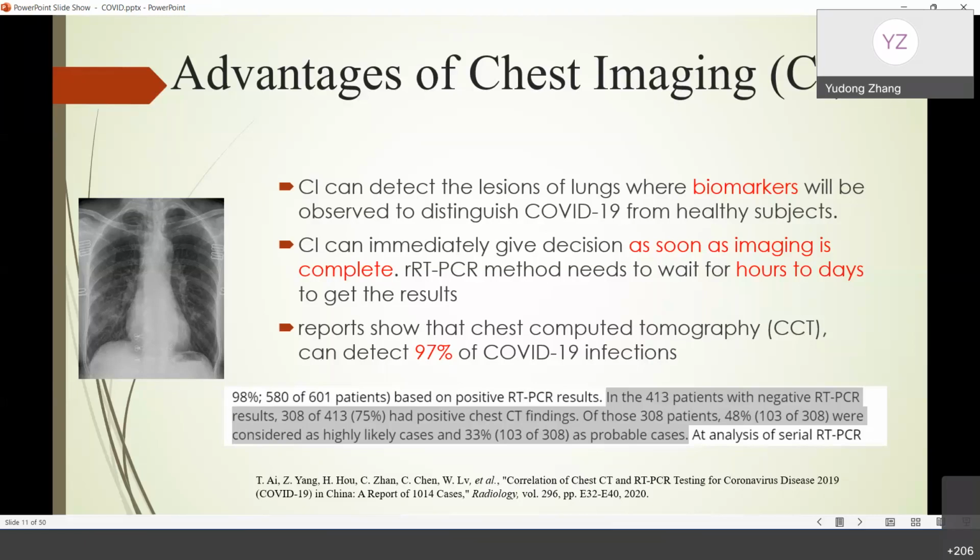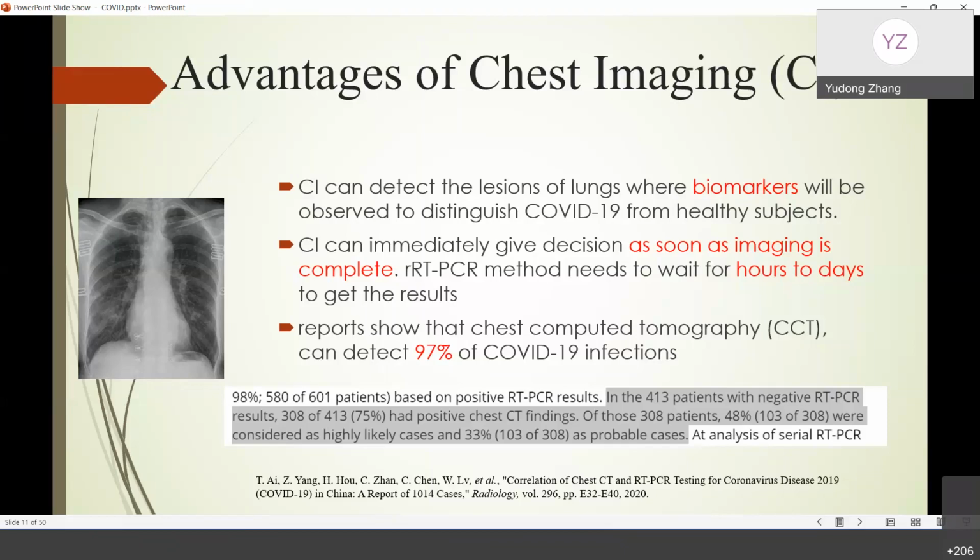So now we will discuss the advantages of chest imaging. Here I list three bullets. The chest imaging can detect the lesions where the biomarkers were observed, so it can directly reflect the biomarkers of your lungs. The chest imaging can also give a decision as soon as the imaging is complete.